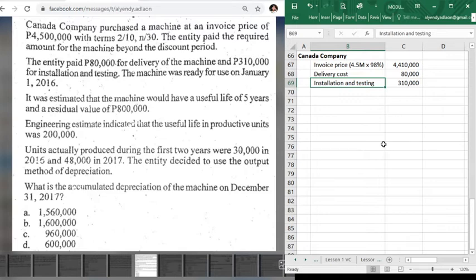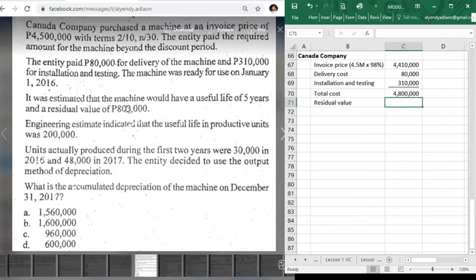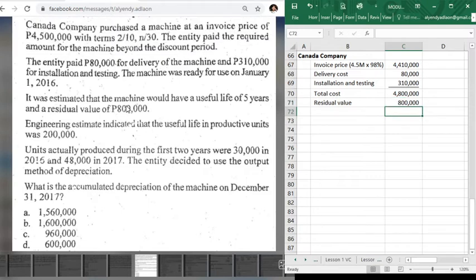Then, by that depreciable amount, that would now be the basis of our depreciation. Okay? So, kuan sa nato ato ang total cost. Pila man ato ang total nga nagasto. So, we have 310, 80, and 4410. And then, to get the depreciable amount, di ba, kuhaan man nato og residual value. Accordingly, there is a residual value of 800,000 pesos.